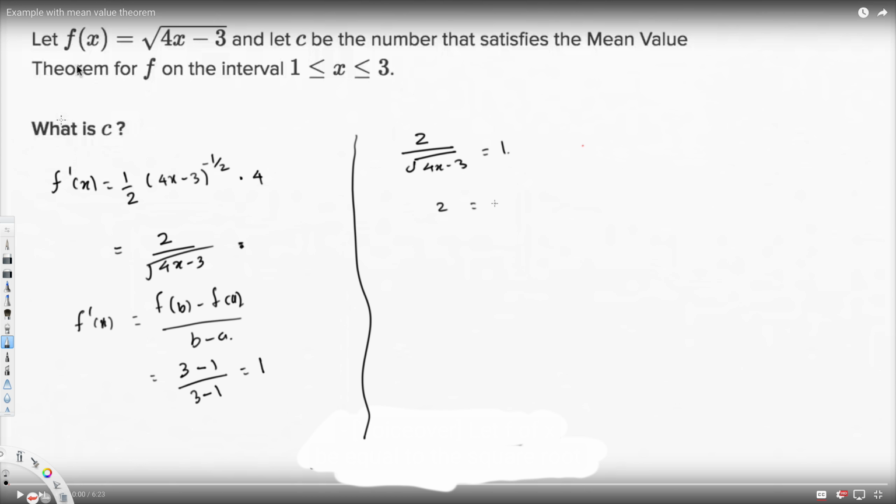Therefore 2 is equal to the square root of 4x minus 3. To get rid of the square root, I can square both sides, so this is 4 on one side, and on the other side it's 4x minus 3. If I bring the 3 to the other side, it's 7. Therefore 7 equals 4x, so x is 7 over 4, which is 1.75. We have to check whether it is in the closed interval. Yes, it is. 1 to 3 is my closed interval, so this exists within it. Therefore this is my final answer, and we can state that c is equal to 1.75.